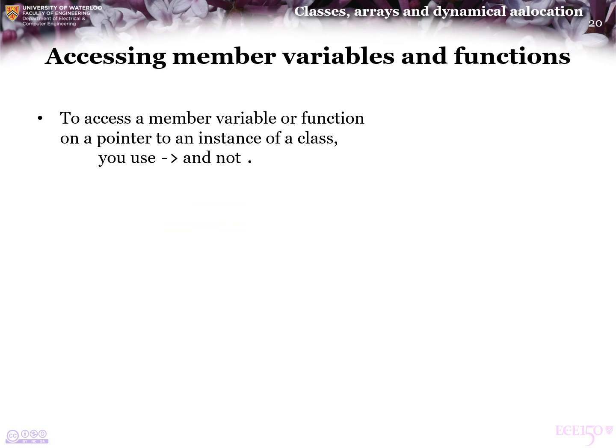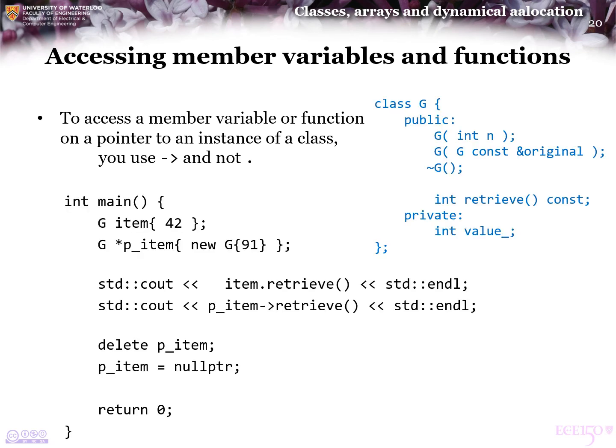Now, to access a public member variable or call a public member function on a pointer to an instance of a class, you use the arrow operator and not the dot operator. So for example, using our class G again, the first statement here is a declaration of item as an instance of the class G, and the compiler schedules a call to the constructor with 42 as the argument.